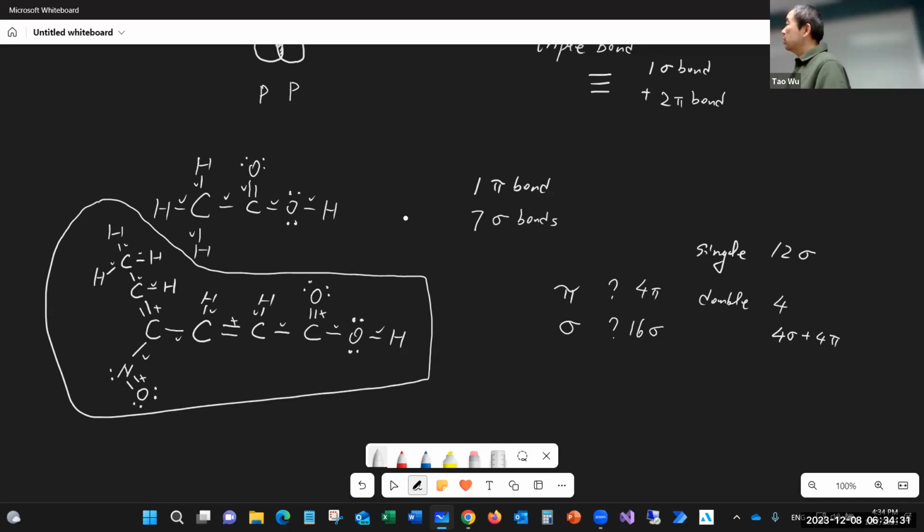So just simply count how many single bonds and how many double bonds there are. I didn't show a triple bond, but if there is one, a triple bond has 1 sigma and 2 pi, not 2 sigma and 1 pi. Then you can do the calculation of how many sigma and how many pi they have. Not too hard, right? As long as you see the molecule, you should be able to figure it out.